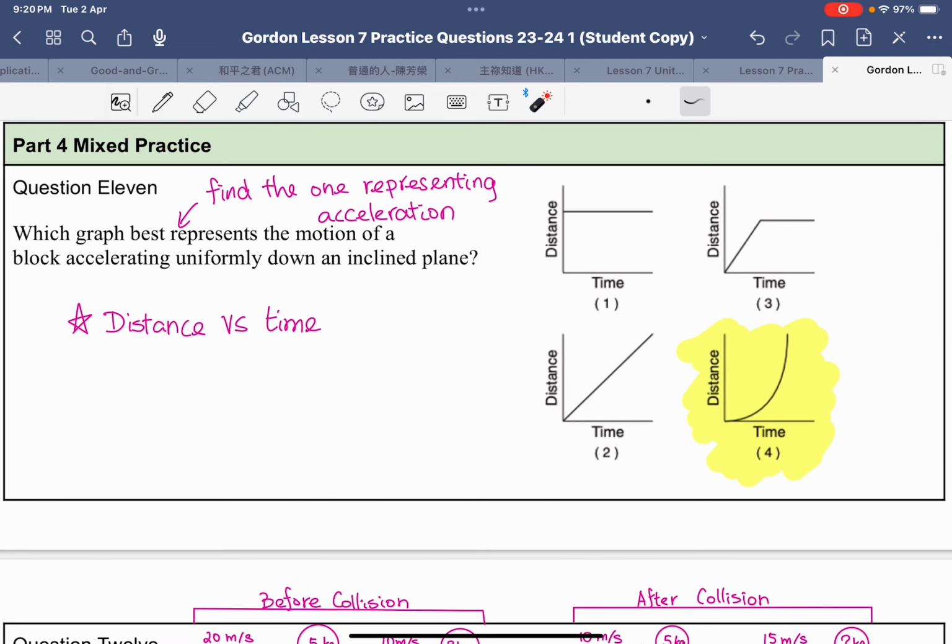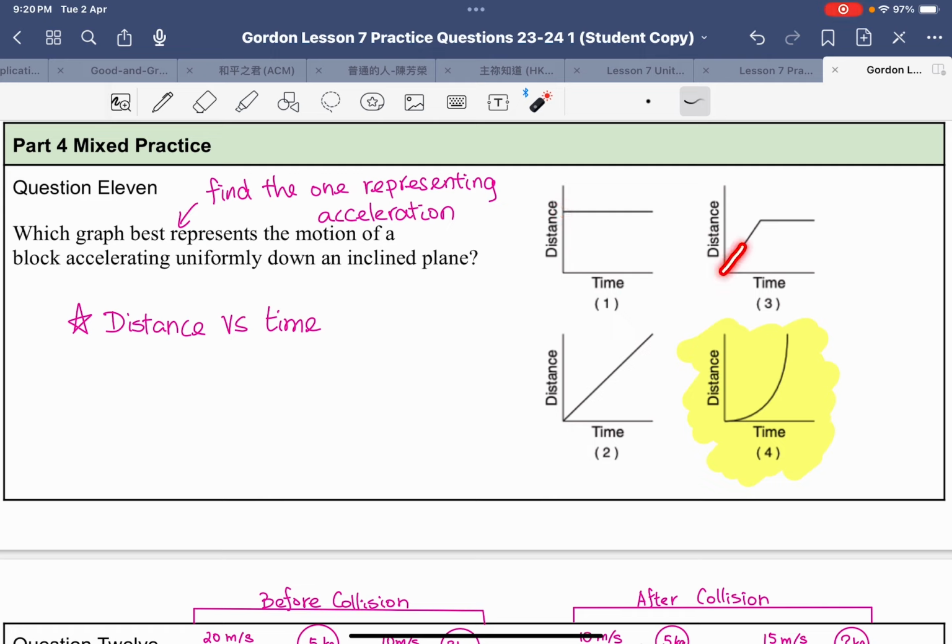Question 11. This time we have to interpret some graph. Now, if the question says that it is accelerating uniformly, you can ignore all these added bits. So it just means that tell me which graph represents constant acceleration. So this one is distance over time. The distance is not changing, but the time is passing. So that means the object has been stationary, not moving at all.